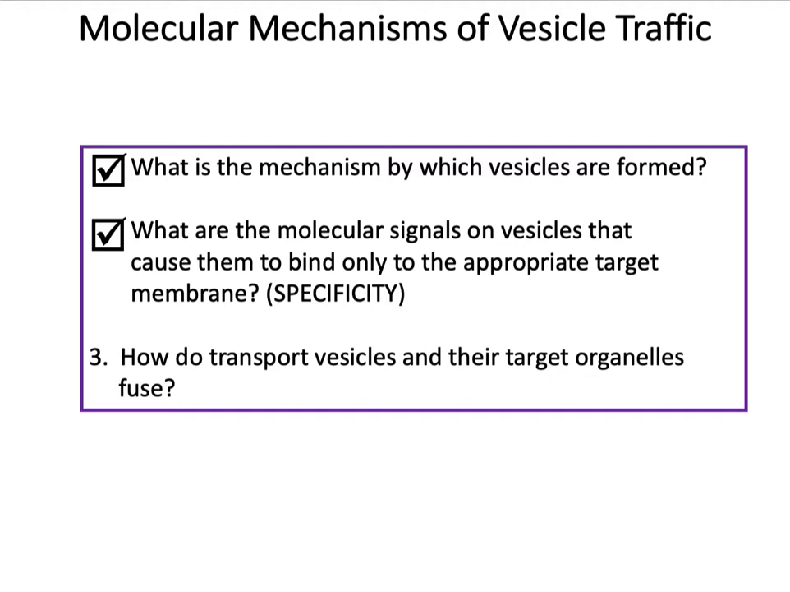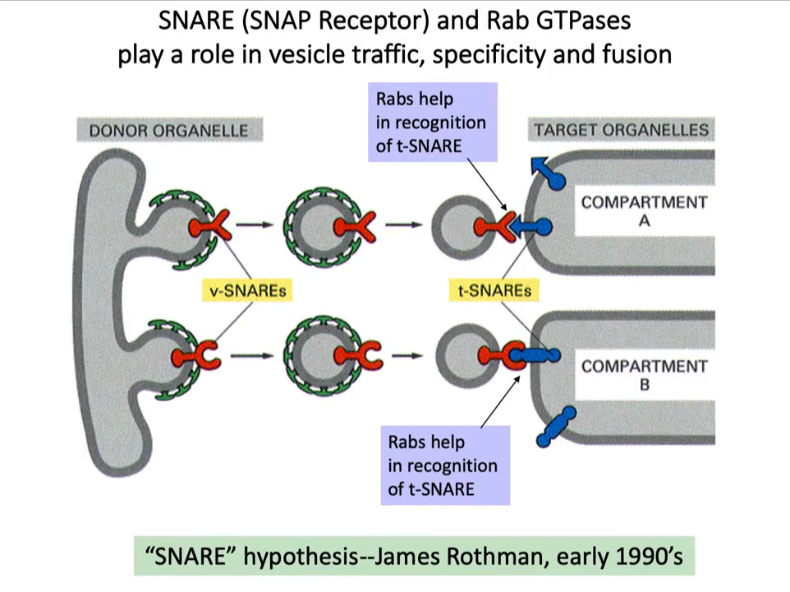So the second question we want to address: what confers the specificity in the system? How does the particular vesicle know what target organelle to bind with? There are two major classes of proteins that regulate the specificity of the event. One is known as the SNAREs. The other family of proteins is known as the Rab family of GTPases. So let's first take a look at the SNAREs and the Rabs.